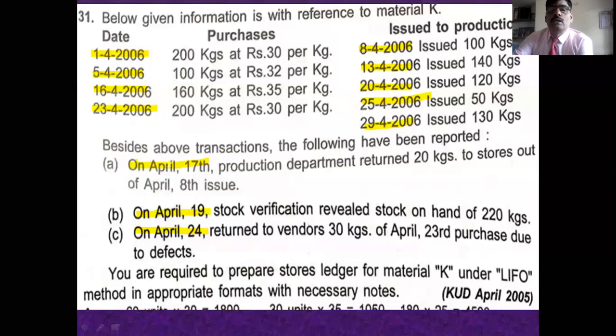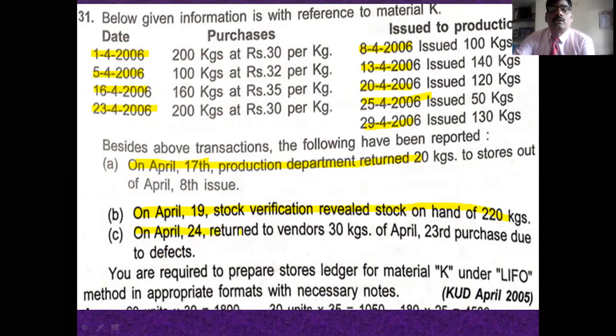Therefore, this is the return to storage receipt. And on stock verification 19th, stock revealed 220 kg. 220 kg stock is there in the godown. Then you have to see whether it is more than the record or less than the record. According to that, you have to adjust. There may be surplus or deficit. Deficit or surplus you have to ascertain. While solving the problem, I'll tell you.